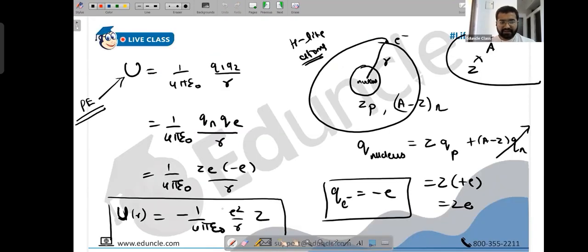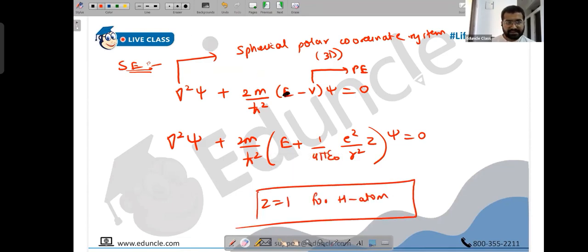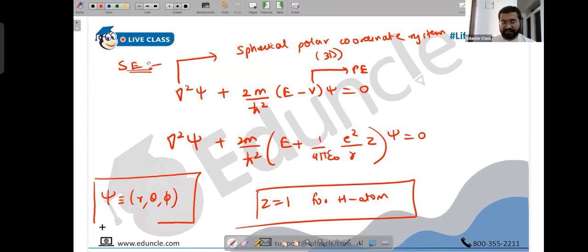So we have del square psi plus 2m upon h square into E minus V, which is given by minus 1 upon 4 pi epsilon naught. Minus minus plus, so 1 upon 4 pi epsilon naught into e square upon r into Z into psi, equal to 0. The value of Z is 1 for the hydrogen atom. Sir, e square upon r only? Yes, otherwise it becomes force. e square upon r. Remember, psi here is a function of r, theta, and phi, because you have spherical polar coordinates.